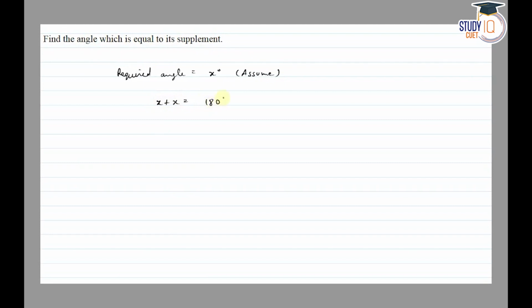to 180 degrees. So 2x is equal to 180. So x is equal to 180 upon 2. 2 cancels out 180, giving 90. So x is equal to 90 degrees. So 90 degrees is the angle which is equal to its supplement.